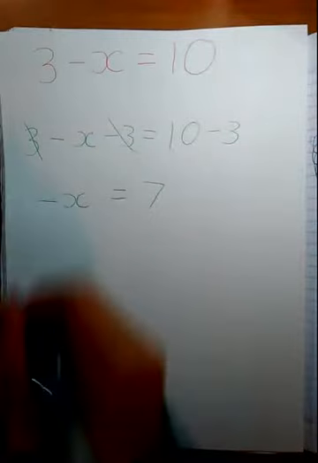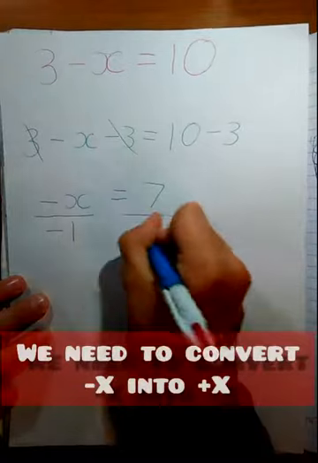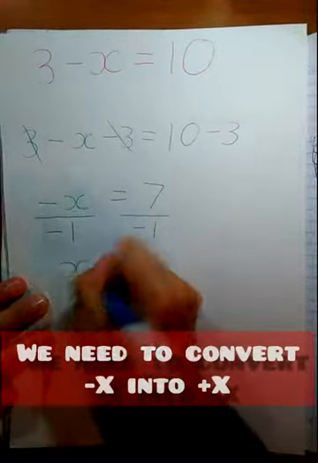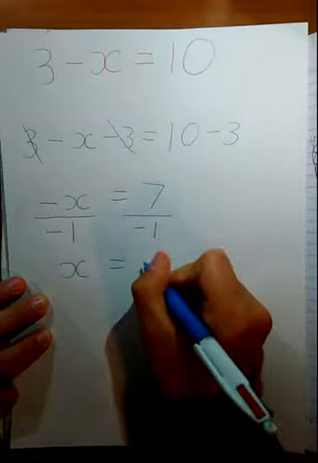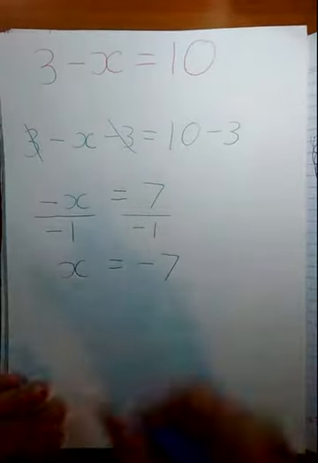Now, this isn't the answer just yet. Since x or any other letter will have the value of just 1, we'll divide both sides by negative 1. And since two negatives equals a positive, we then get x equals negative 7.